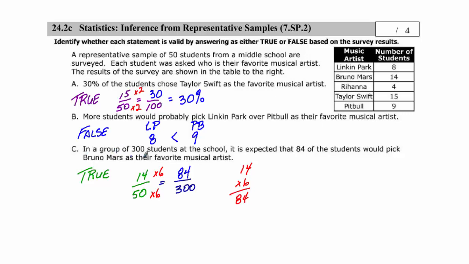Another way, if you want to be a traditionalist, you want to go old school, then we do the cross multiplication. 14 times 300 gives us 4,200. 50 times 84 gives us 4,200. And since those are equal, this is equal. Again, any questions, feel free to call me over. I'm happy to go through that with you.